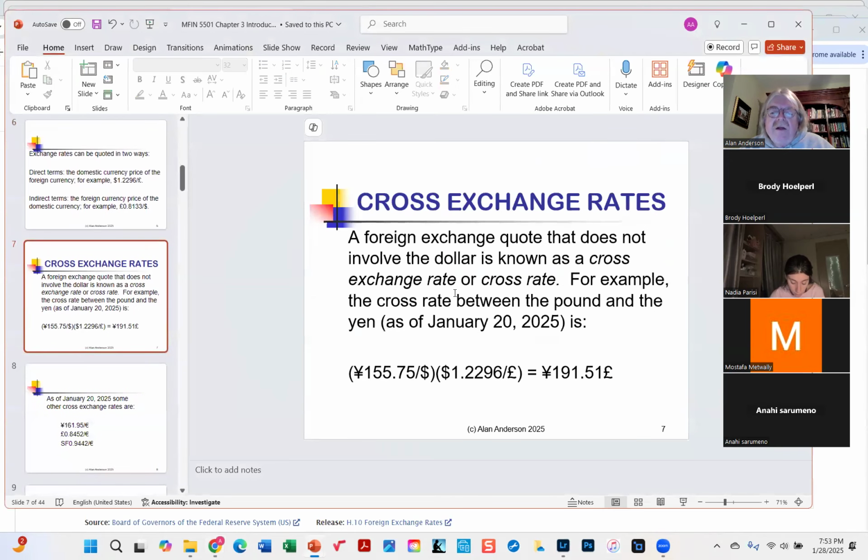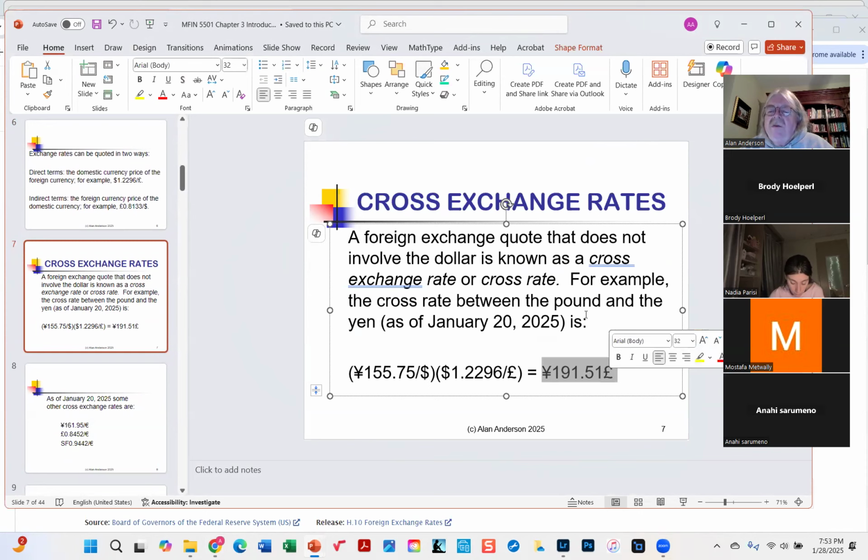So anyway, cross exchange rates simply means you've got a quote which does not directly involve the dollar. Like here, for example, 191.51 yen are required to buy a single British pound. Now, where did that come from? Well, this is where the dollar gets involved. If you notice, I've taken the yen dollar quote and the dollar pound quote, I've combined them by multiplying them together, and the result is this number here. Okay, so these are known as cross exchange rates.